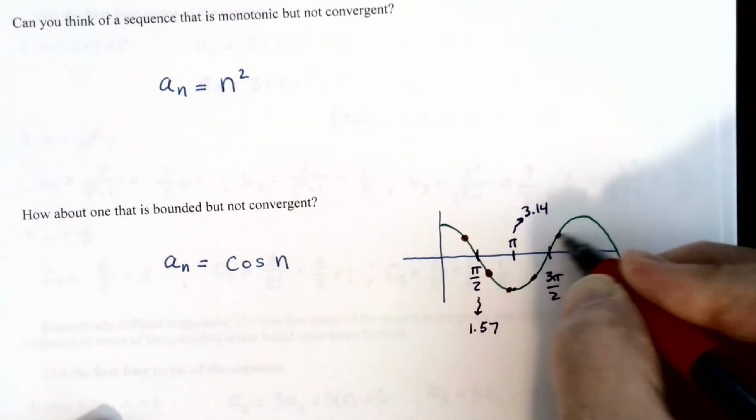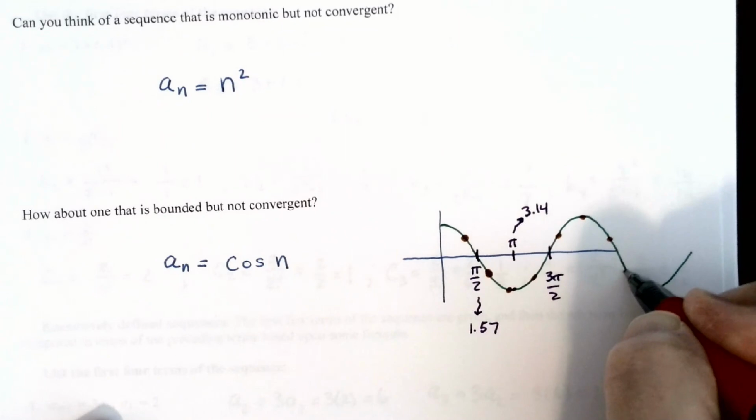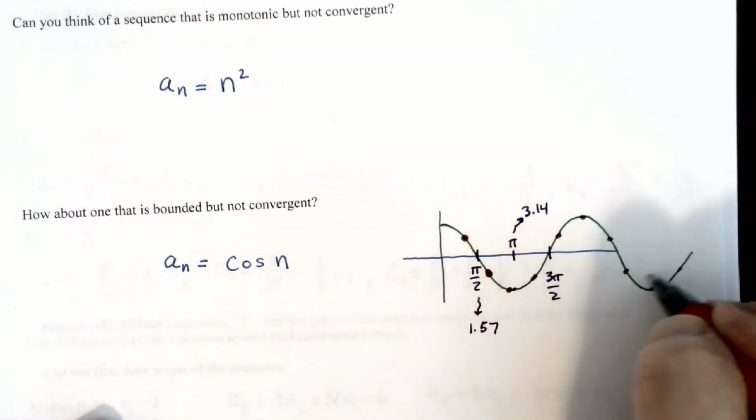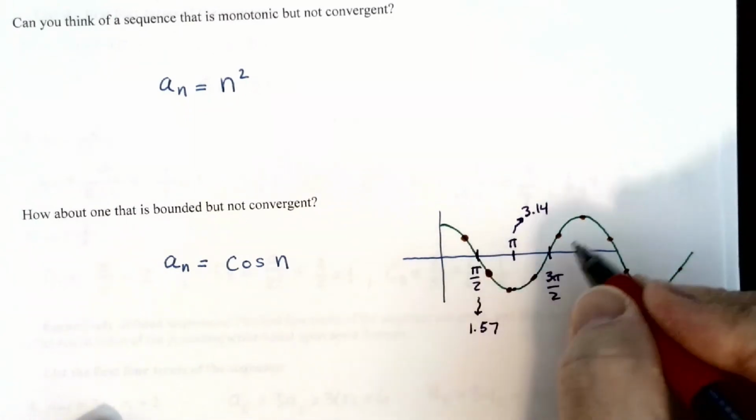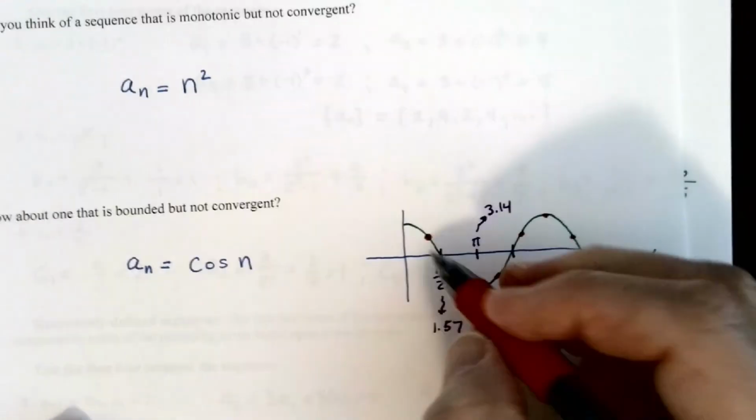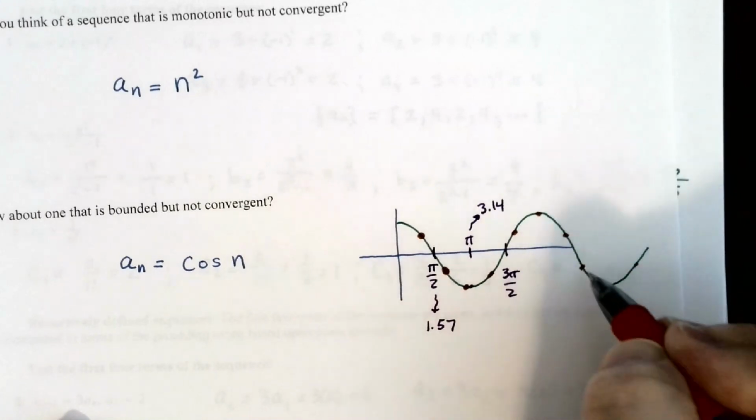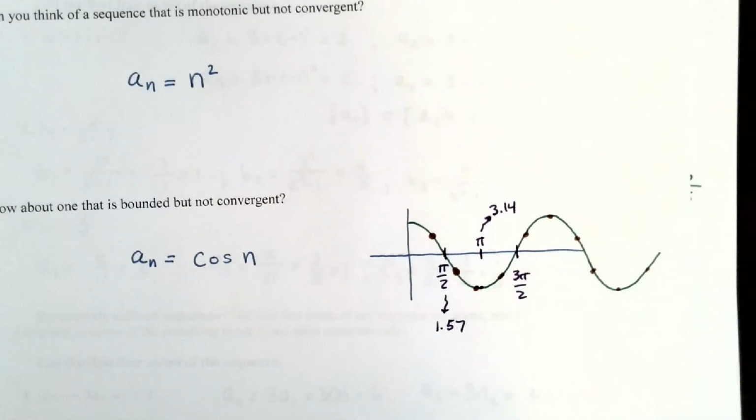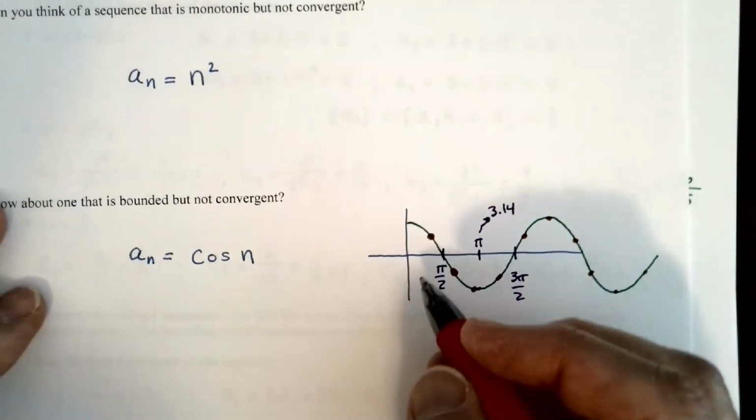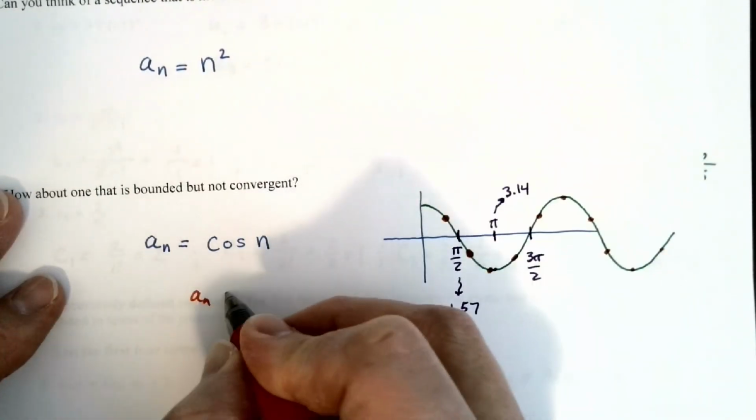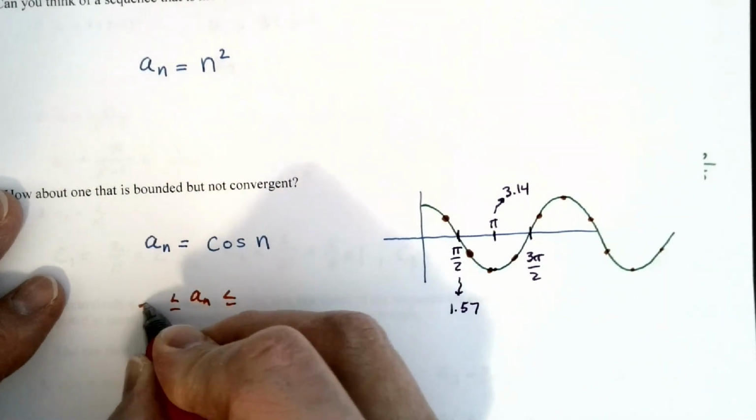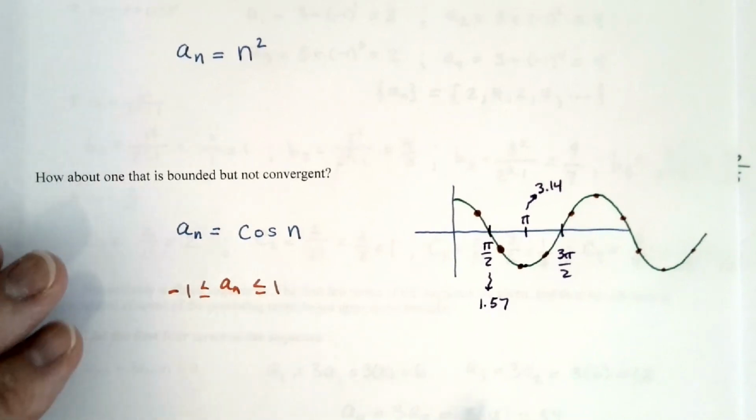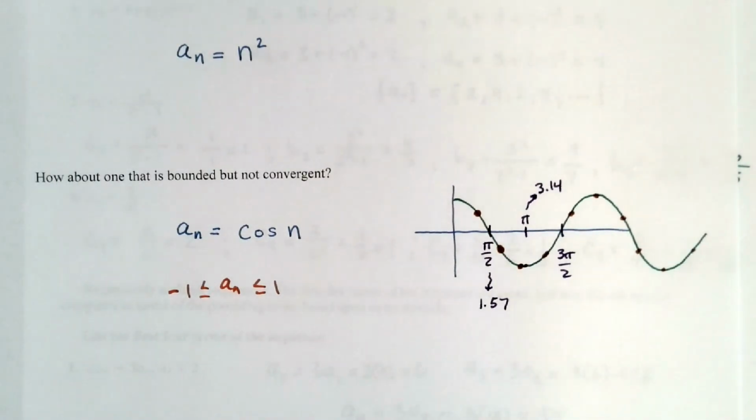But eventually we're going to hit points where we're positive, above the axis. Some will be positive, some will be negative. So the dots are not going to settle down to any limit. We're just bouncing back and forth, not getting closer and closer to zero or any other number. But this sequence is clearly bounded, because a sub n is always between negative 1 and positive 1. So there's an example of a bounded sequence that is not convergent.